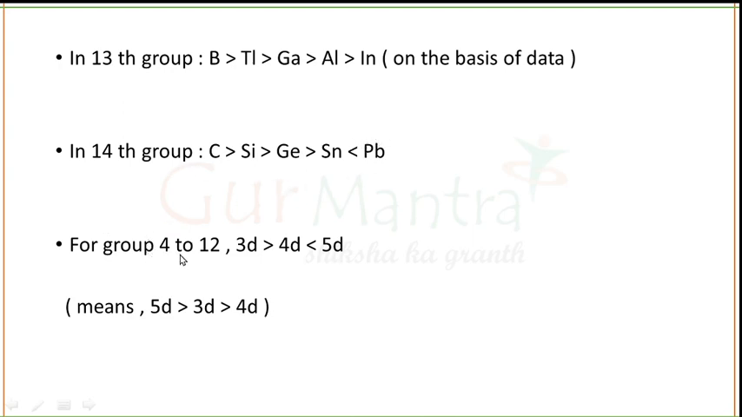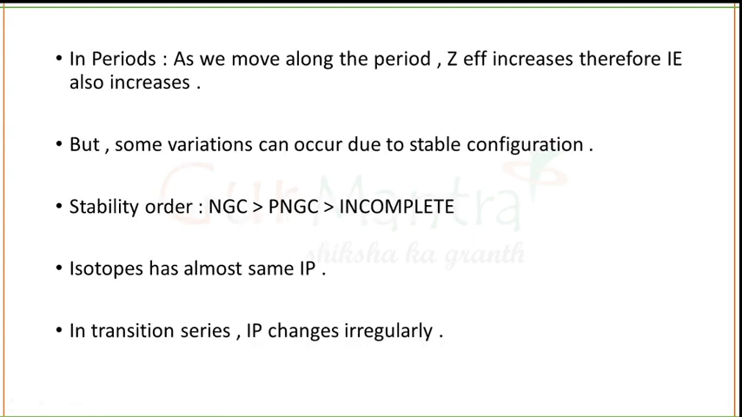For groups 4 to 12, in case of transition elements, in case of d block elements, the 5d series has the maximum value of IE, while the 4d series has the minimum value of IE. Along a period, as you move, the value of Z effective increases, and you know Z effective is directly proportional to ionization enthalpy, therefore ionization enthalpy will also increase. But some variation can occur in this series due to the stable configurations.